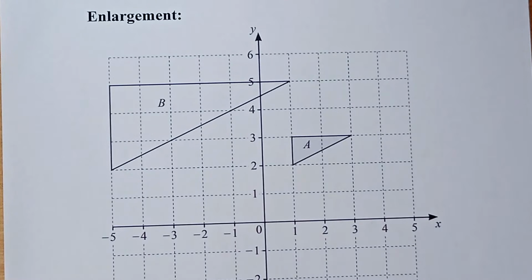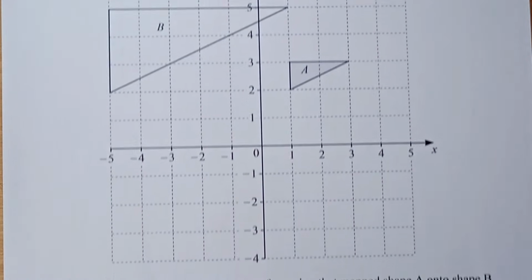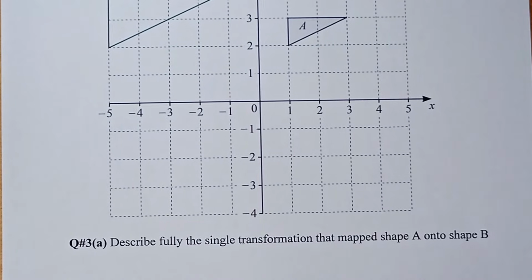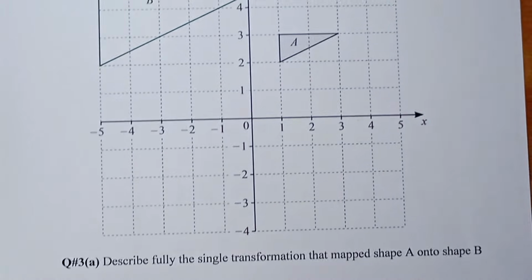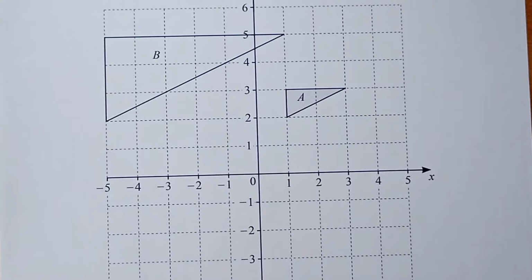Now the third transformation is enlargement, right? So let me explain the enlargement by using an example. In question 3a part, describe fully the single transformation that mapped shape A onto shape B. Okay, so as you can see, shape A and shape B, it is basically an enlargement. We need to find its scale factor and the center of the enlargement.